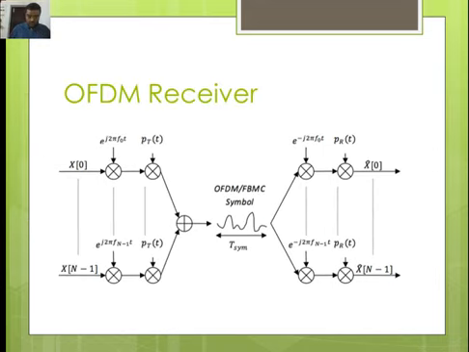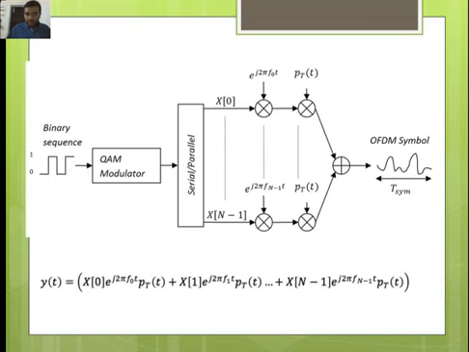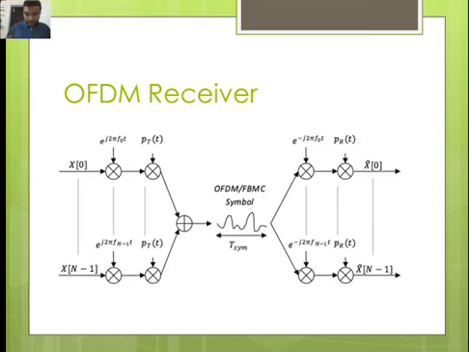So moving on to the... okay, before that, we can conclude from this equation that OFDM is a sum of windowed modulated exponential functions, right? Where x of 0, x of 1 are the symbols modulated by the exponential functions and filtered or windowed by the pulse shaping, or the rectangular pulses p_T of t.